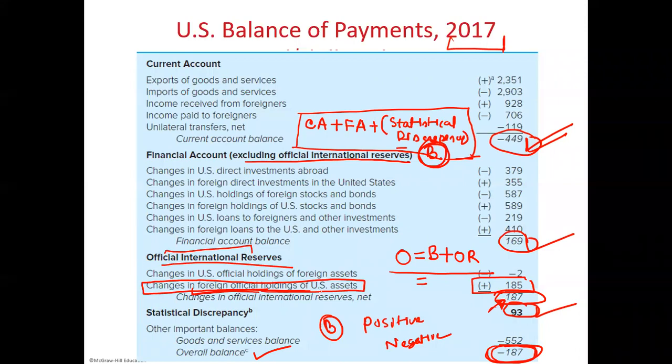Similarly, how can we make up this deficit? Should we increase our holdings of foreign assets, or should we decrease our holdings of foreign assets?